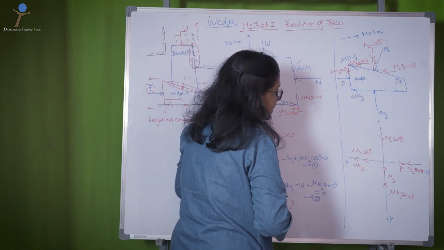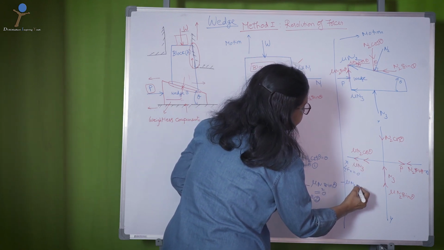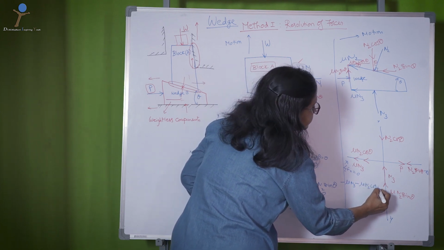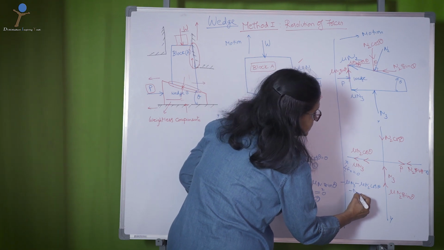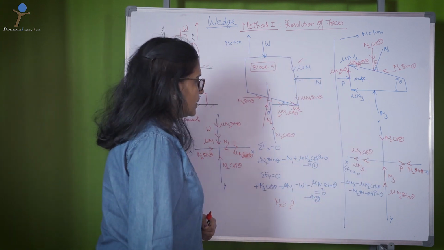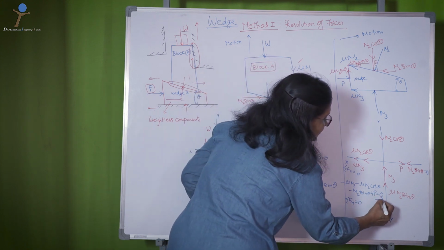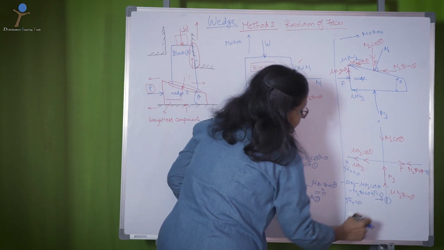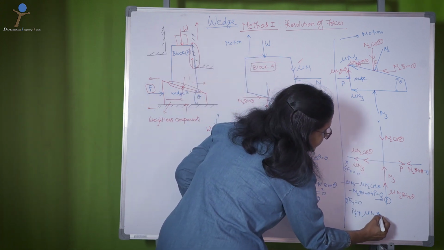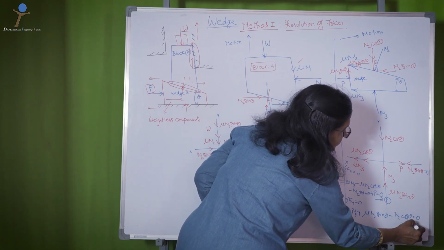So, now calculate again sigma Fx equal to 0. Sigma Fx equal to 0 is minus mu n3 minus mu n2 cos theta minus n2 sin theta plus P equal to 0. I call this equation number 3. Then sigma Fy equal to 0: n3 plus mu n2 sin theta minus n2 cos theta equal to 0. This is equation number 4.